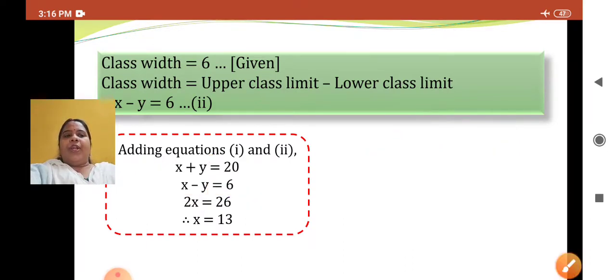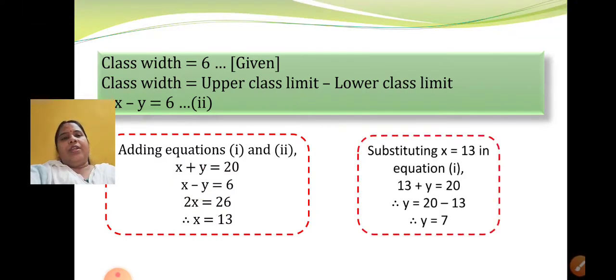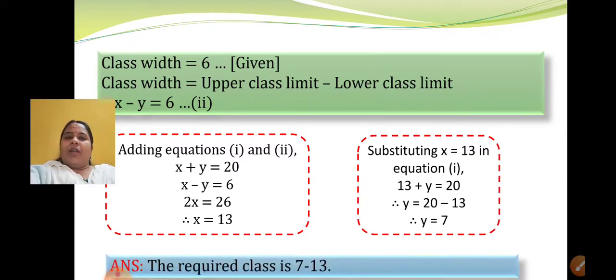Now what? We need to find out the lower class limit also. That we can find out by substituting in equation number 1 or 2. So substituting x is equal to 13 in equation number 1. What do I get? See, x plus y is 20, so 13 plus y is 20. Shift this 13 to this side. It will become minus. y is equal to 20 minus 13. So y is 7. I have got y as 7 and x as 13. So what will be the class interval? It will be 7 to 13. I hope you have understood all the steps of this.